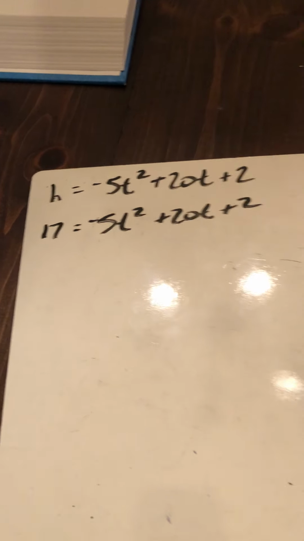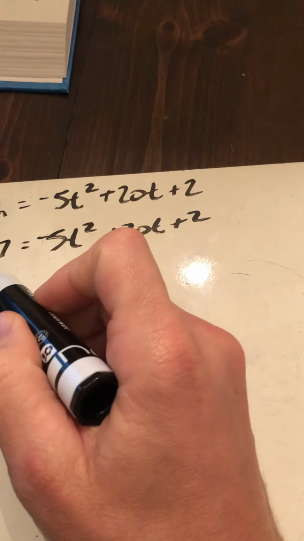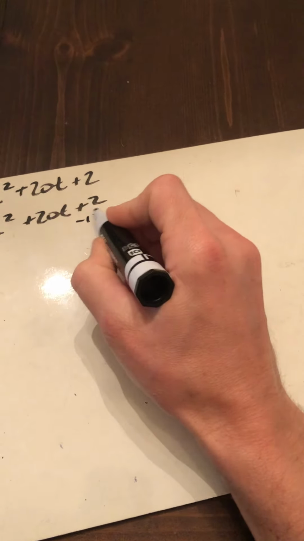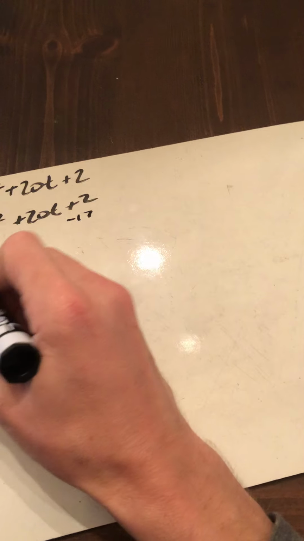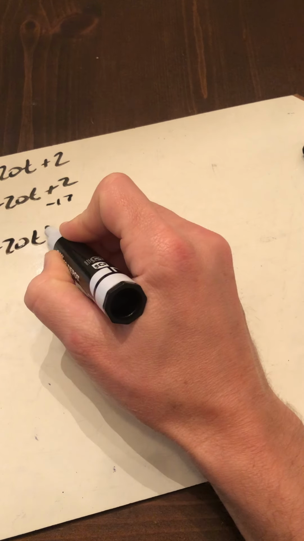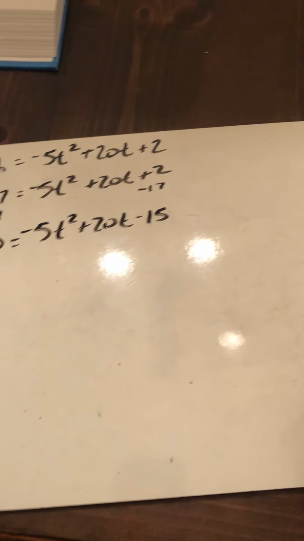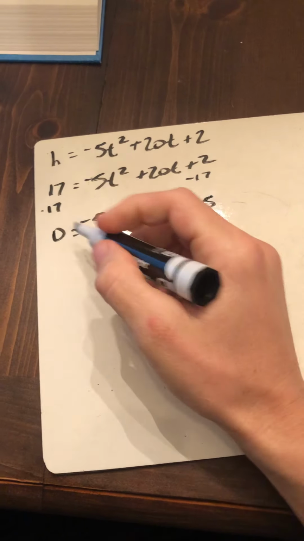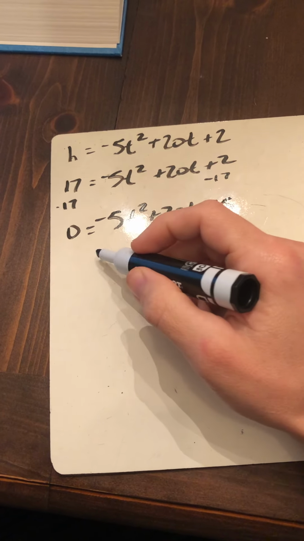If I want to solve by factoring, I need to set this equal to 0. So I need to move this 17 to the other side. I'm going to subtract 17 on both sides, and I get 0 equals negative 5t squared plus 20t minus 15. Now from there I want to factor it, so I'm going to do my asterisk method because a is a negative 5.